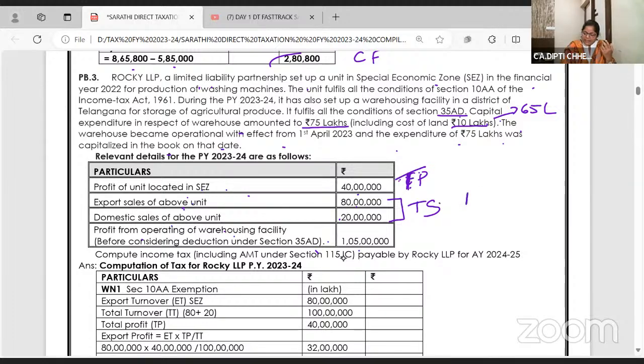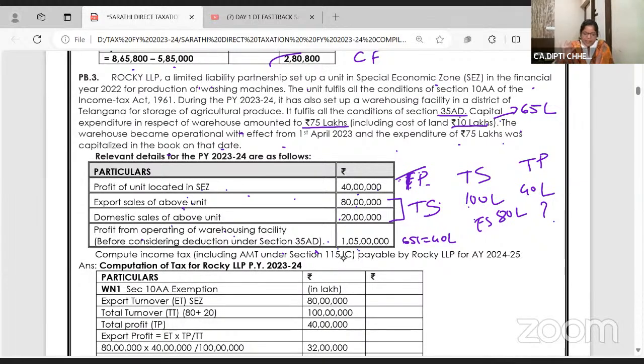Total sales is 100 lakhs. Total profit is 40 lakhs. So in the total sales, what is the profit? 1,05,000 before 35AD. But if you minus the 35AD 65 lakhs from this, how much profit will come? 40 lakhs. So in total sales, this is the total profit. In export sales is how much? 80 lakhs. What will be the export profit?